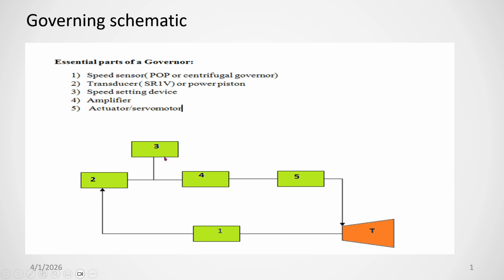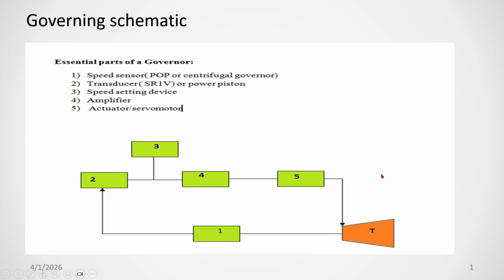And C is your speed setting device, where you have decided earlier what the RPM of the turbine should be. It will compare with the settings, and the difference result will go to 4, that is the amplifier. It will amplify the readings, and then finally the signal will go to the actuator and servo motor, and that servo motor will operate the steam valve, and accordingly the steam going into the turbine will be controlled.